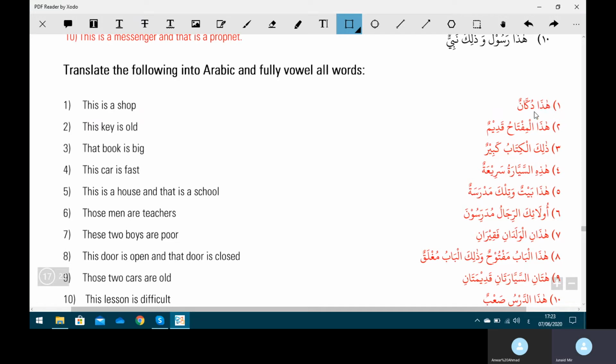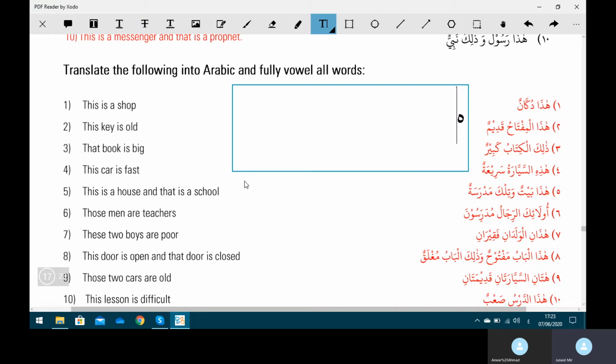So hada dukkanun. So not hada dukkanu. You don't put alif lam there. Hada dukkanu would mean this shop. It would be a fragment. But in English, it's not a fragment. It's a complete sentence. So you wouldn't have the alif lam there. Hada dukkanun, which is the answer over here.